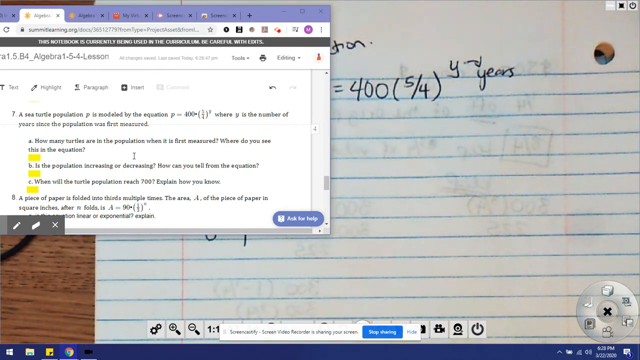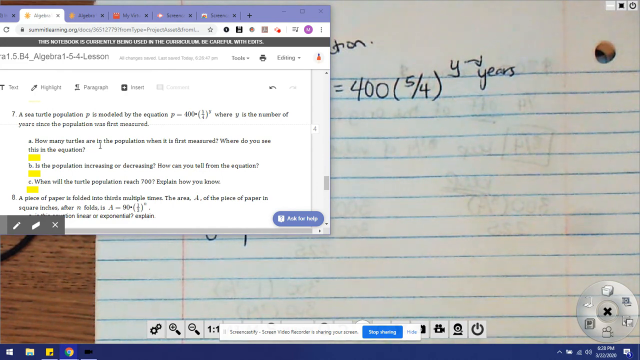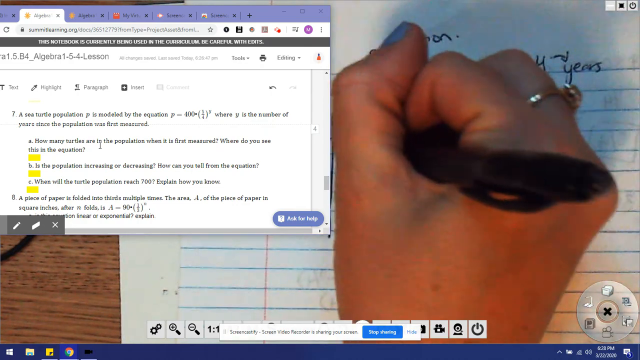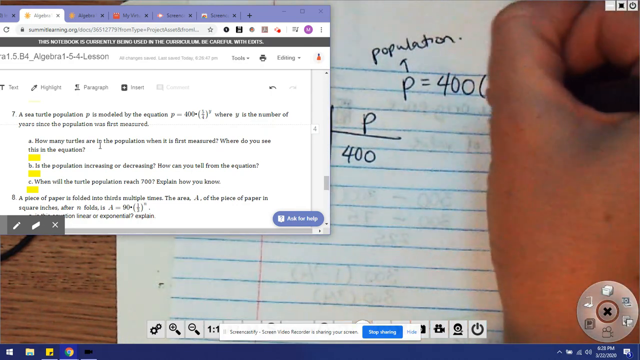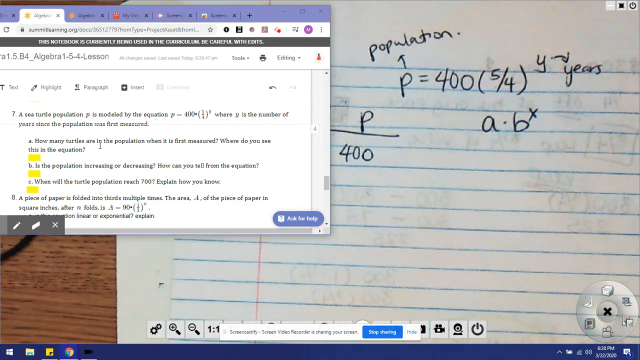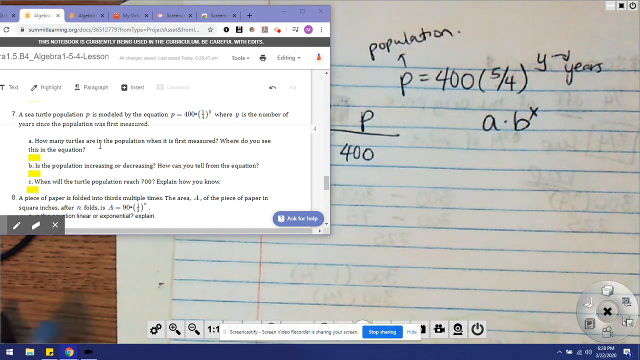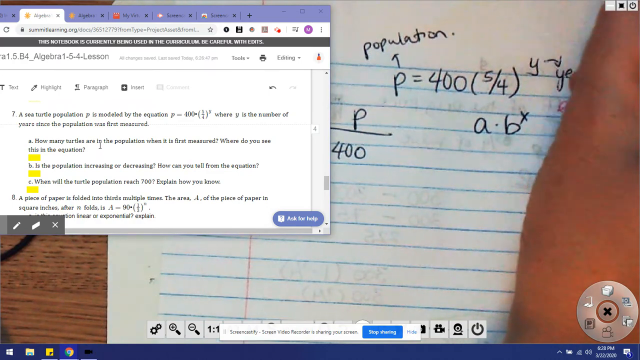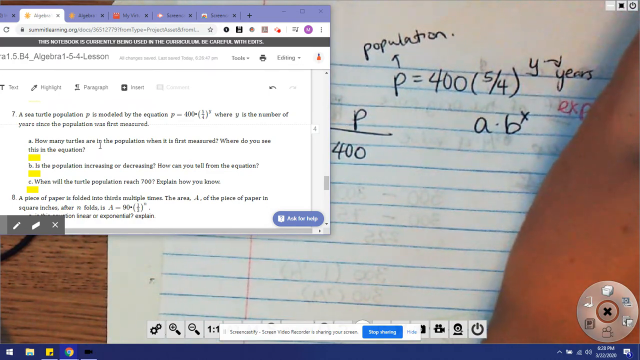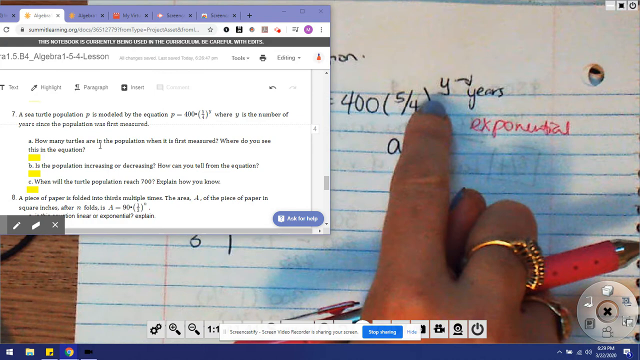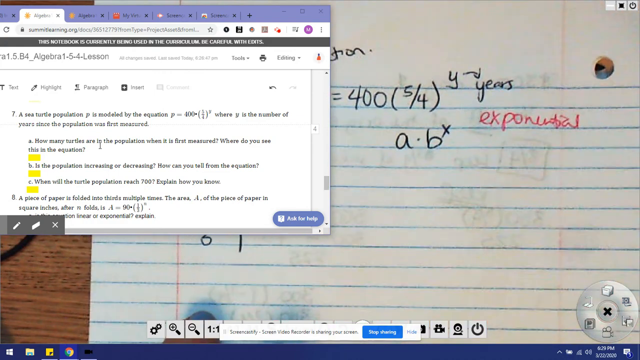So how many turtles are in the population when it was first measured? Well, I know that it's going to be 400 because that is my A value when I think about A times B to the X. The other thing I'm starting to realize is that this is for sure an exponential function because it has that years variable as an exponent.